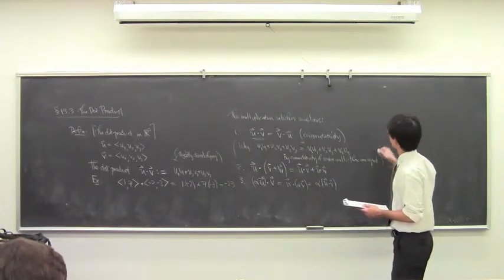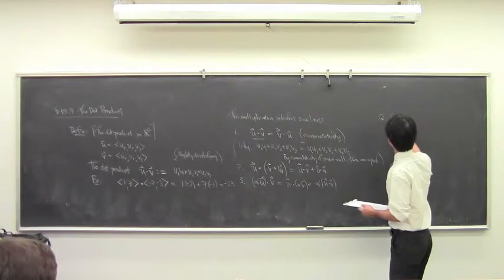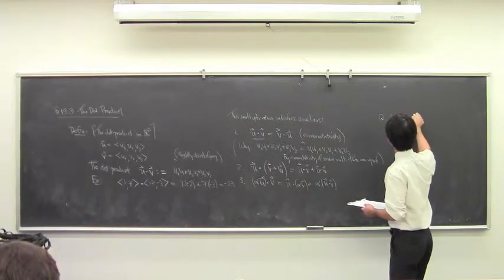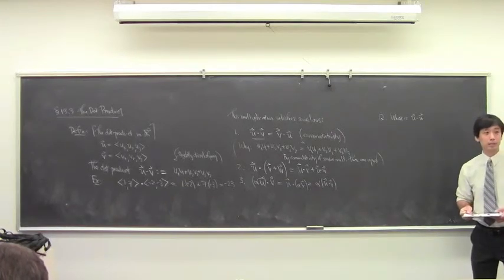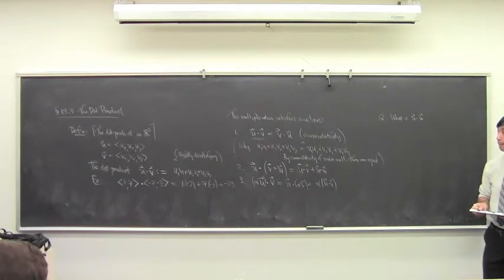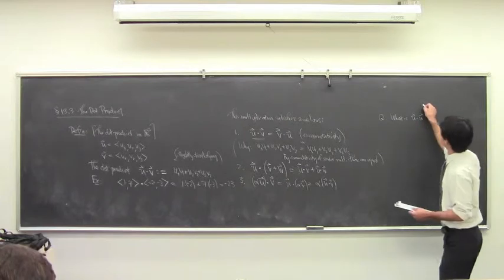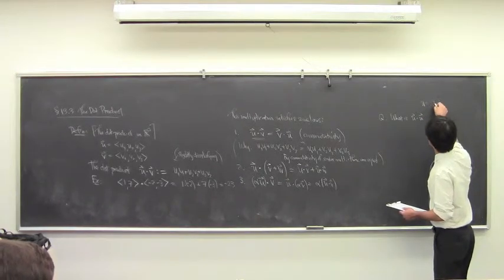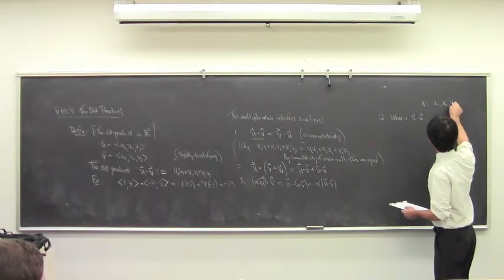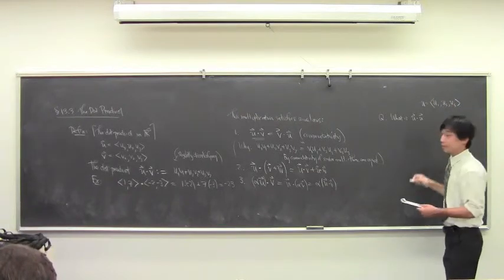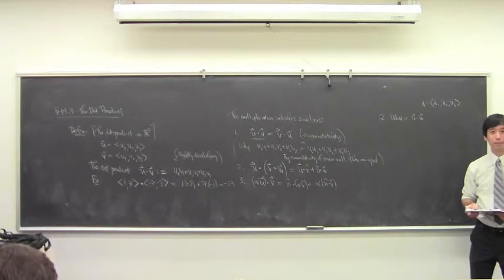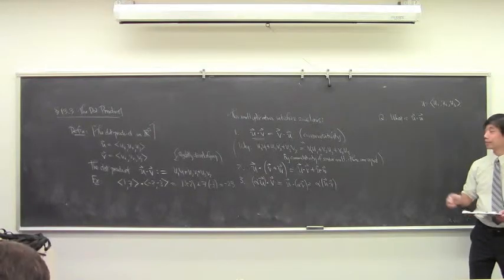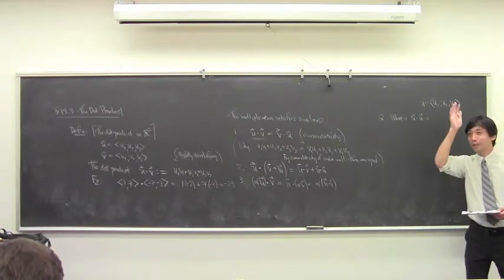Okay. Let me ask you a question. If I take a vector and I dot it against itself, what do I get? So u is u1, u2, u3. You dot it against itself, and what do you get? I'm sorry, I forgot your name.